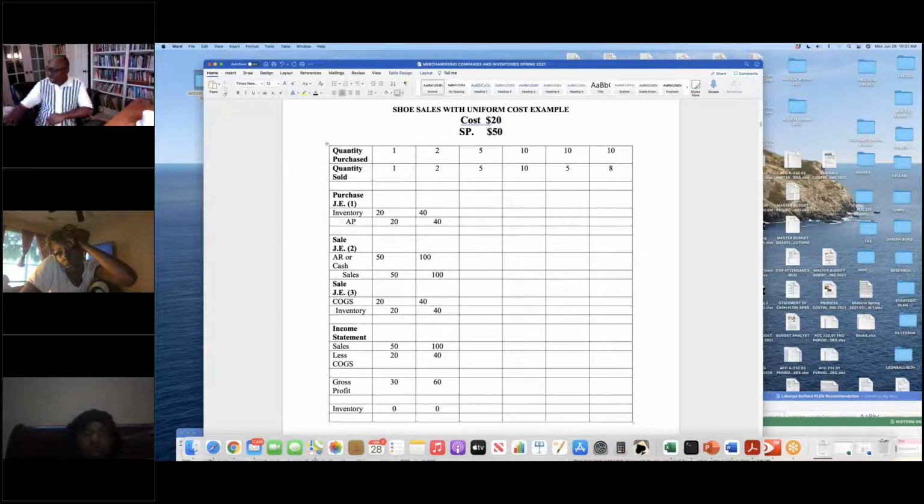Then the next week, we sell 5 pairs of shoes. So what happens when we sell 5 pairs of shoes? 100 and 100. We're going to buy 5 pairs of shoes at $20 each. That's 100.